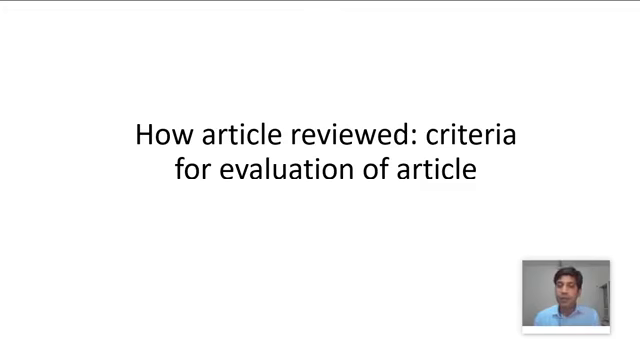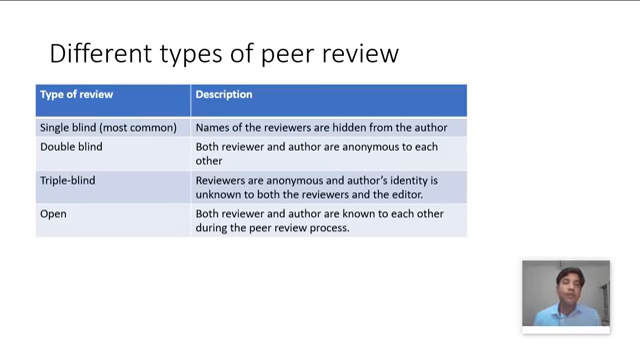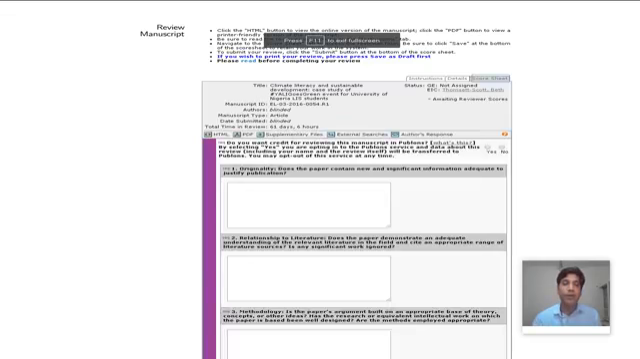And what does the peer reviewer do? Reviewers determine the validity, significance, and originality of the work and can suggest improvements to the manuscript on your research. So these are the different types of peer review: single blind, where the name of the reviewer is hidden from the author; double blind, where both reviewer and author are anonymous to each other; triple blind, where reviewers are anonymous and the author's identity is unknown to both reviewer and the editor.